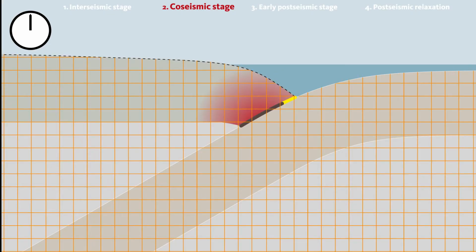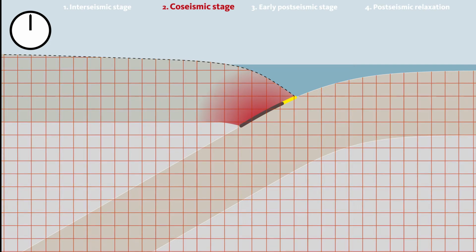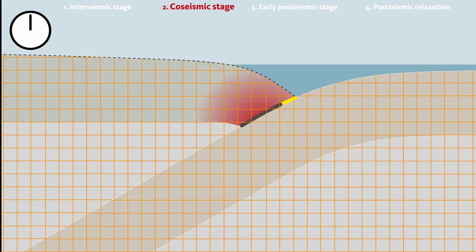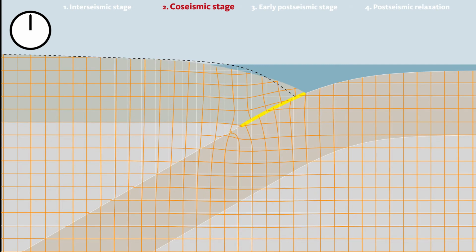Let's see the earthquake again in slow motion, but now focusing specifically on the deformation within the Earth. The regular grid is shown for reference. As you saw earlier, the overriding plate slides over the subducting plate during the earthquake, perturbing the grid.